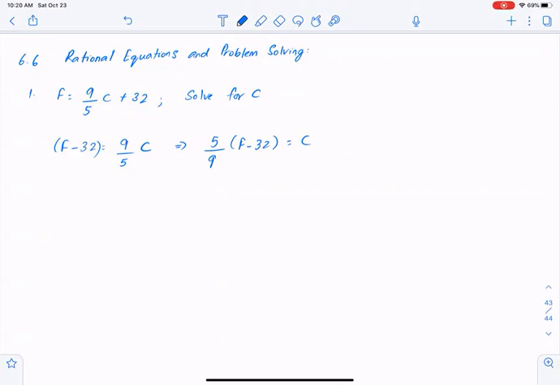So we know that 32 degrees Fahrenheit corresponds to 0 degrees Celsius. So if you plug in F is equal to 32, you would find C, which is the temperature in degrees Celsius, would be equal to 0.